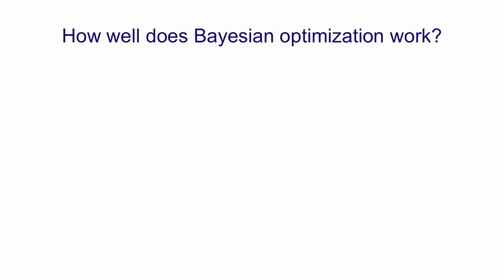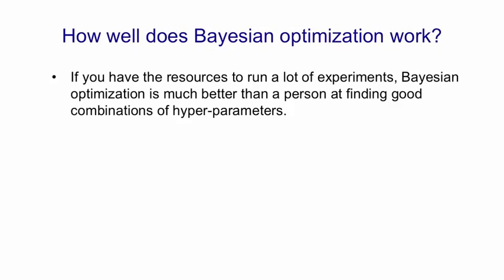So how well does this work? Well, if you've got the resources to run a lot of experiments, it's much better than a person at finding good combinations of the hyperparameters. The policy I gave you so far is a strictly sequential policy that assumes that it can see all of the experiments run so far. But there's no reason why you shouldn't make it a bit more complicated and run a whole bunch of experiments in parallel.